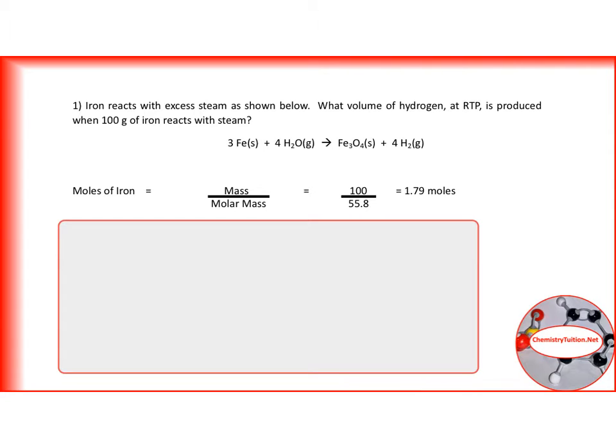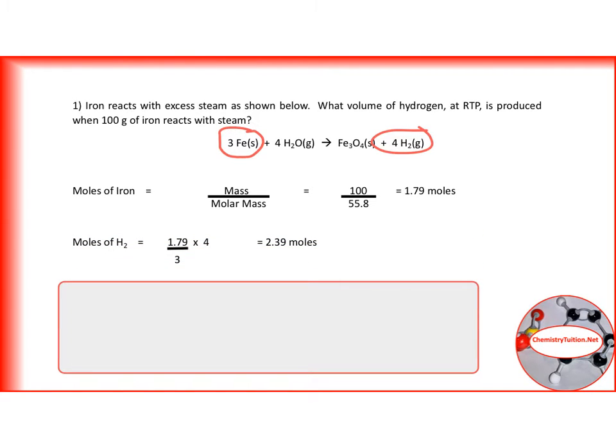Now it's time to look at the equation, and you will notice, I'm sure, that for every 3 moles of iron, I produce 4 moles of hydrogen. So in order to work out the moles of hydrogen that I'm going to produce, I need to divide my moles of iron by the number in front, which is 3, and times that by the number in front of the product I'm going to, which is 4. When I do that, I get 2.39 moles.